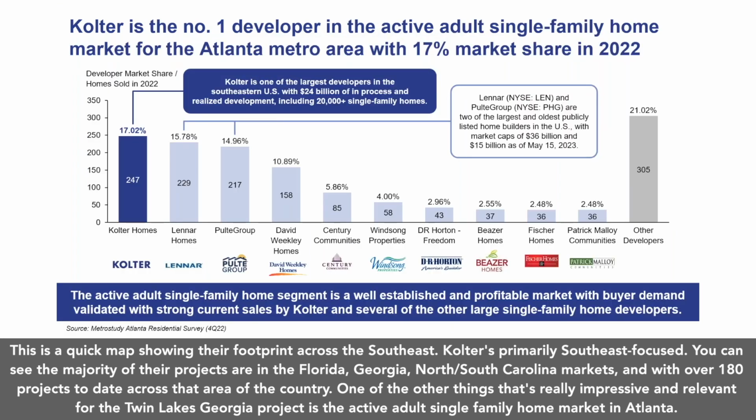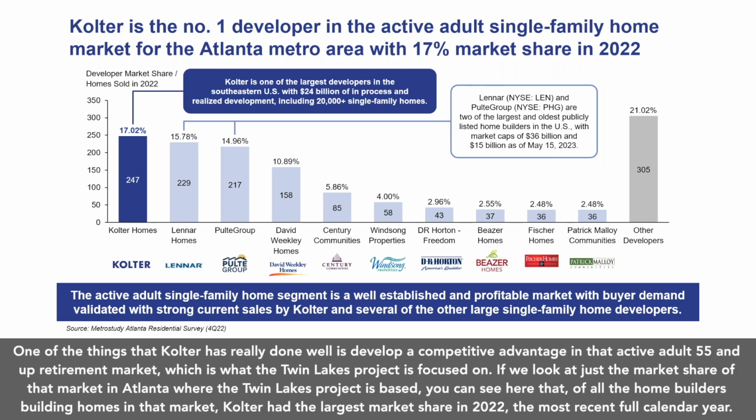One of the other things that's really impressive and relevant for the Twin Lakes, Georgia project is the active adult single family home market in Atlanta. One of the things that Coulter's really done well is develop a competitive advantage in that active adult 55 and up retirement market, which is what the Twin Lakes project is focused on.